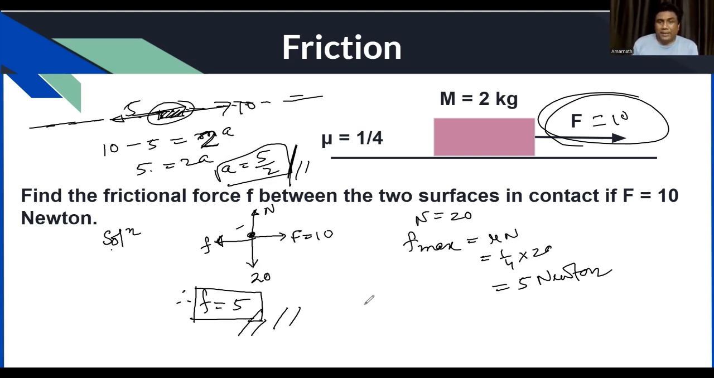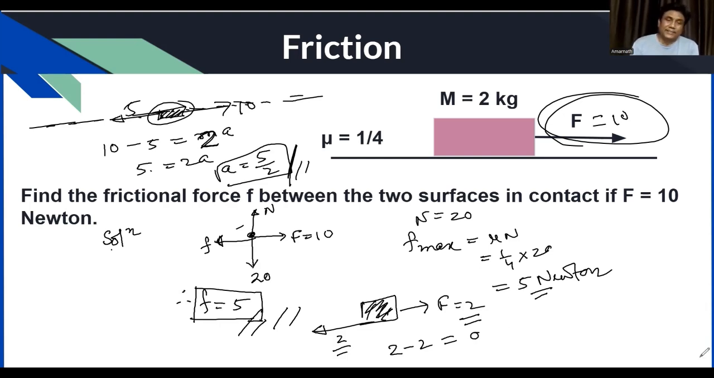But if I apply a force of only 2 Newton, the friction can go up to 5 Newton, so friction will be 2 Newton only. It means the object will not move, because the right directional force is 2 and the left directional force is also 2. So 2 minus 2 is net force equal to 0 only. If the object has 0 force, how can it accelerate?